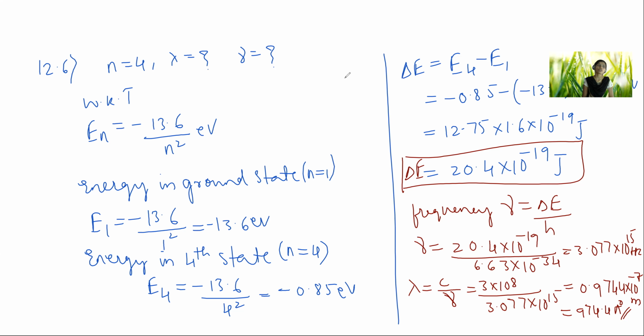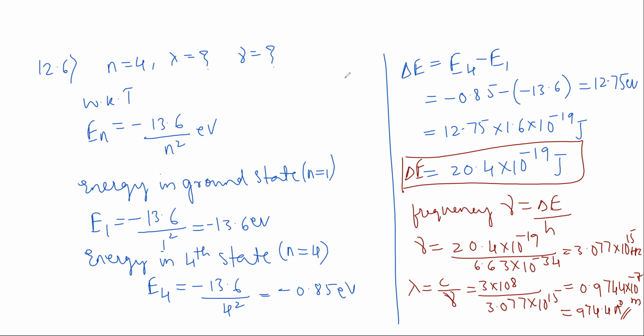Frequency is calculated by using the formula nu is equal to delta E divided by h. So the nu value is 3.077 into 10 to the power of 15 hertz. Lambda is calculated by using the formula c divided by nu. So the lambda value is 974.4 angstrom. So this is the solution for 12.6.